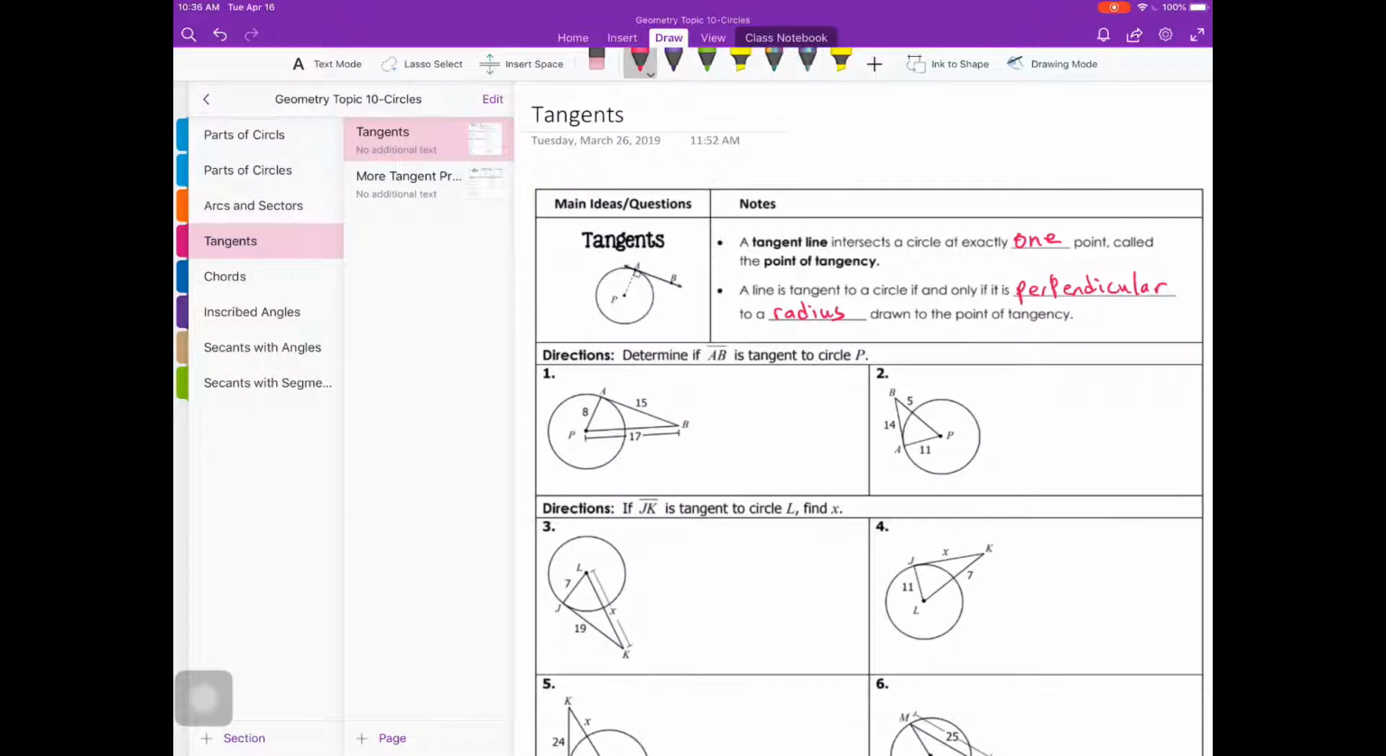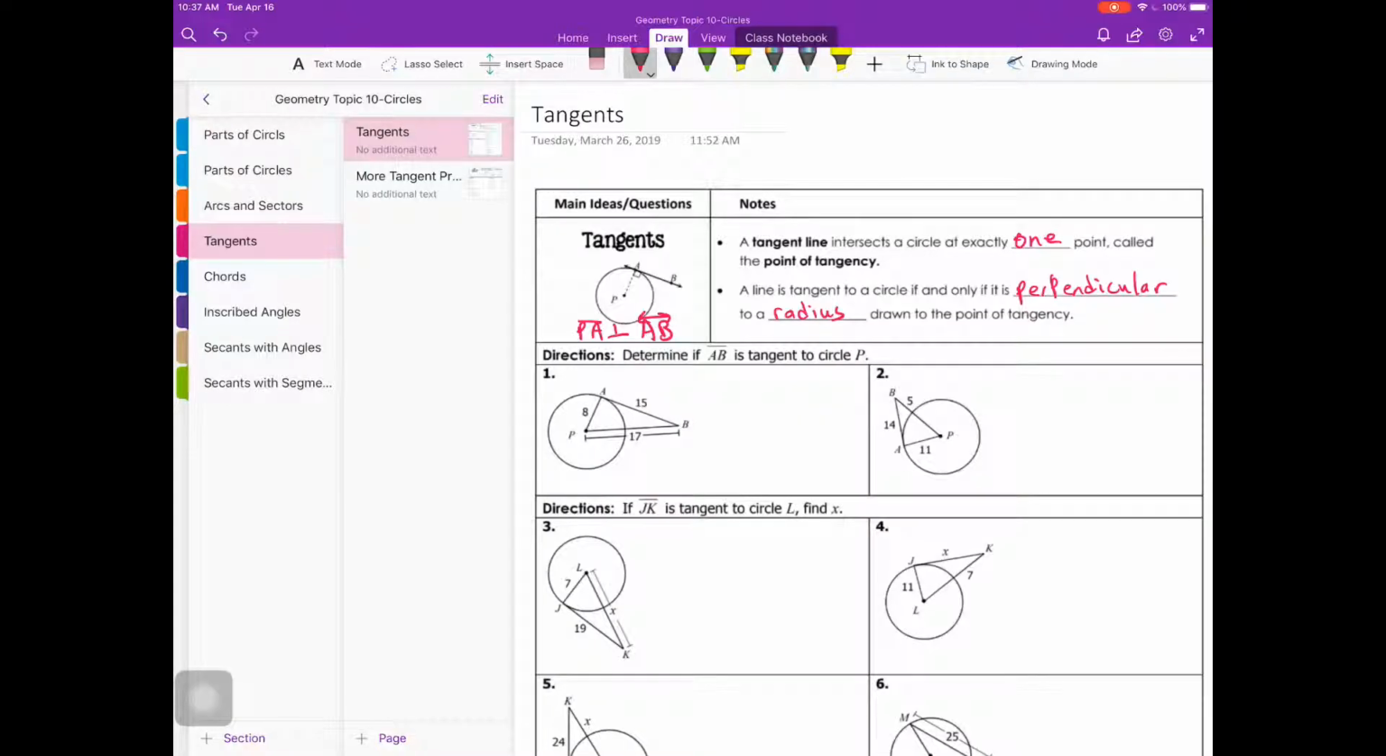So if I draw my tangent line here, AB, and I call A my point of tangency, then I can draw a radius from the center P to A, and the tangent line is perpendicular to that radius PA. So I could erase this and I can say PA is perpendicular to AB. I can call PA a segment because it's a radius.